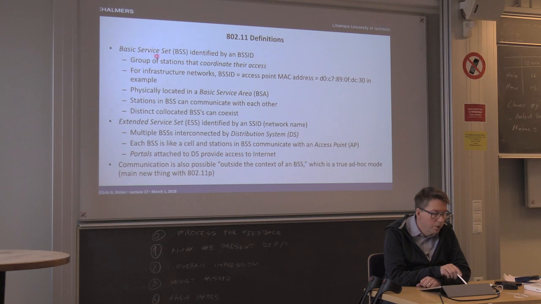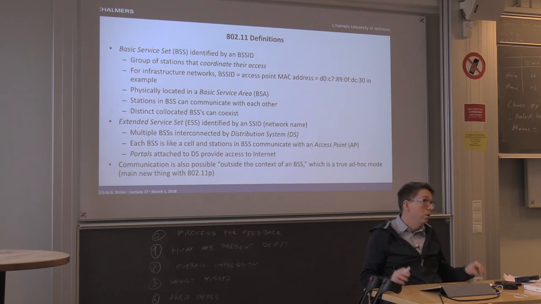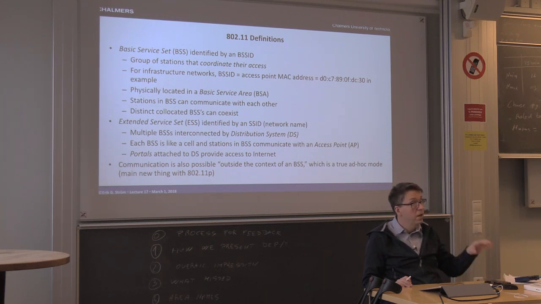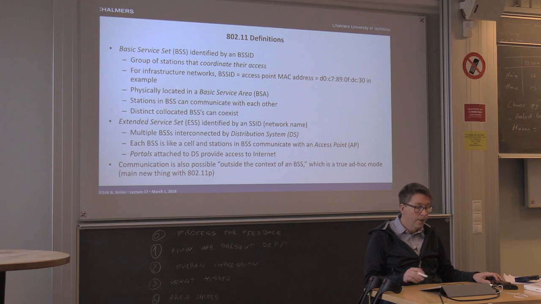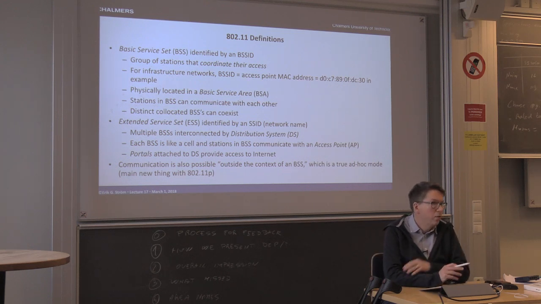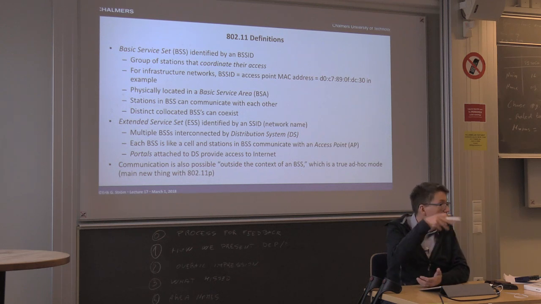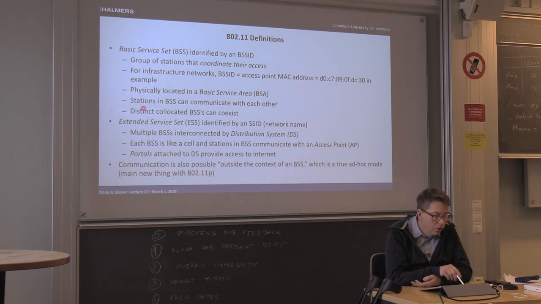So we have something called the basic service set, and it's identified by a basic service set ID. So what is a basic service set? Well, it's a group of stations that are coordinating their access. So each Wi-Fi card in here, which is attached to EduRoam, builds up a basic service set. And all these nodes are located physically in something called the basic service area. So it's maybe this room or this floor or whatever is a basic service area. So stations which are in the same BSS can communicate with each other.